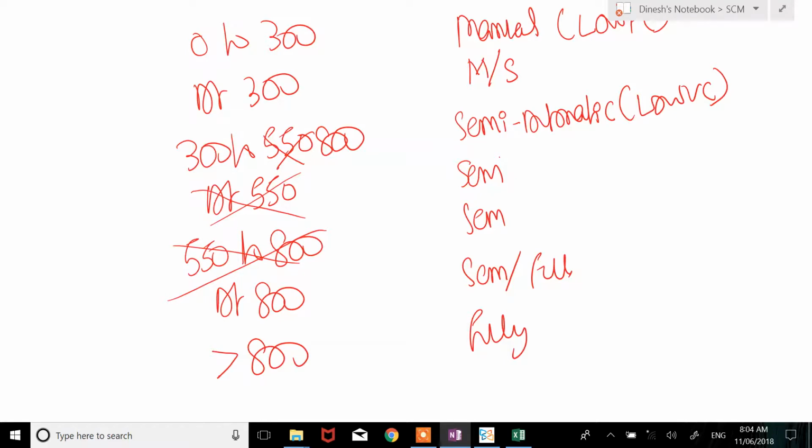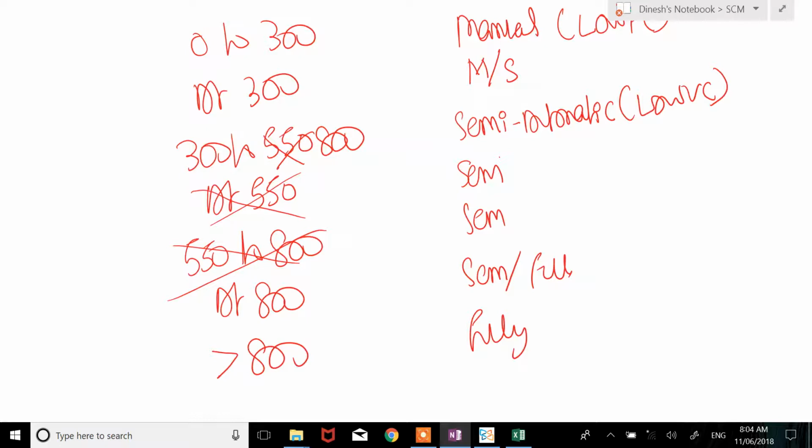At 600 what will you choose? At 850 what are you going to choose? Any doubts on the table? This is for your understanding, whether you present this in exam or not, but this is what is required to understand the scenario. This is what will make sense if I am presenting it to my top management, rather than telling 300, 550, 800, no one is going to understand all of that.